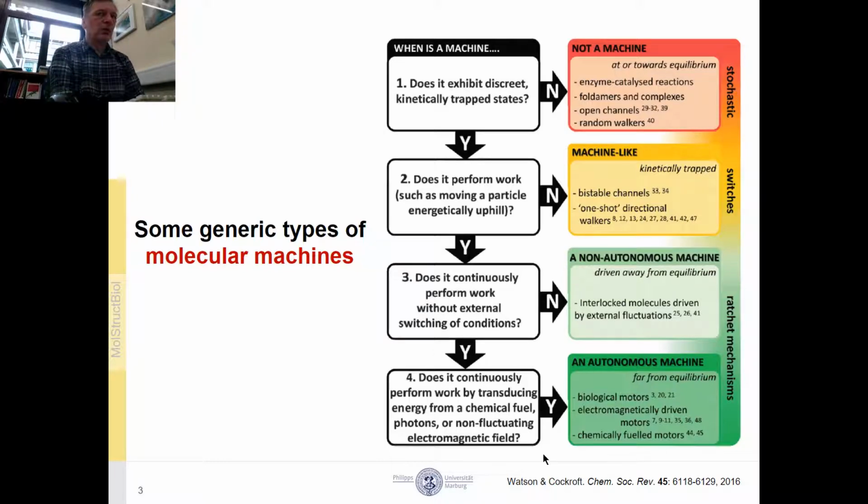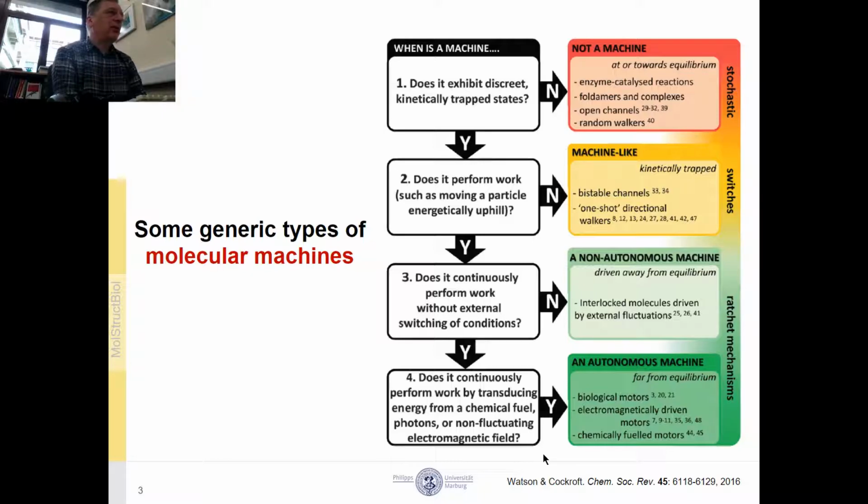Or something like our potassium channel. It is open, but it does not have a discrete state at all. Actually, it works without activation barrier. Folded mass and some complexes can look a bit complex, but are not a machine. And random walkers, which walk in some arbitrary direction or just exhibit stochastic behavior. However, when the answer is yes, we are talking about machine-like systems.